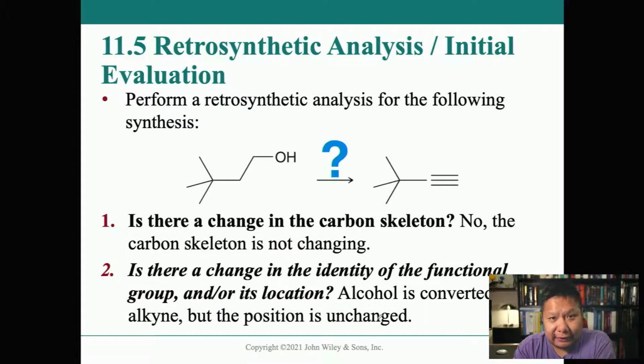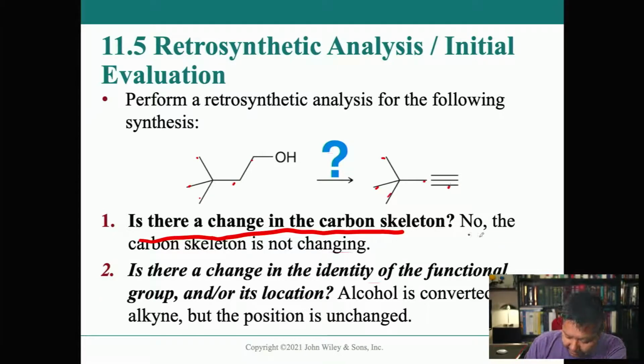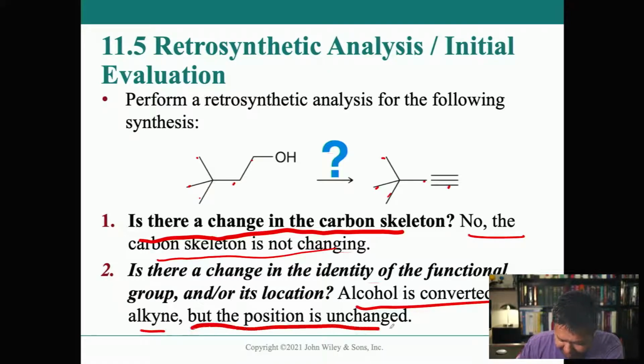So here's our thing, okay? Perform the retrosynthetic analysis for the following synthesis. Is there a change in the carbon skeleton? Actually, let's see. 1, 2, 3, 4, 5. 1, 2, 3, 4, 5. Nope, no change in the carbon skeleton. Is there a change in the identity of the functional group or its location? Yes, there is. An alcohol is being converted into an alkyne, but the position hasn't changed, okay?